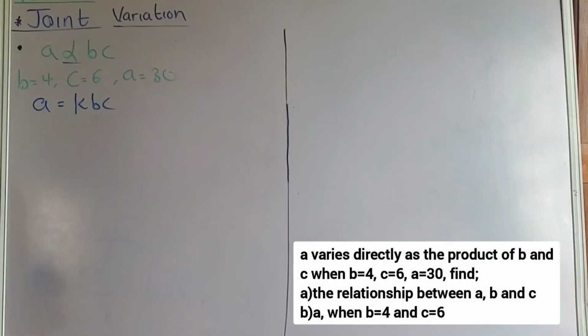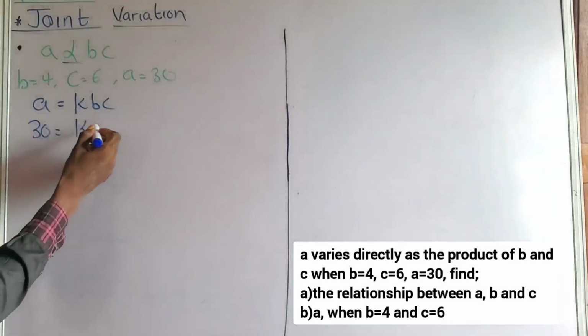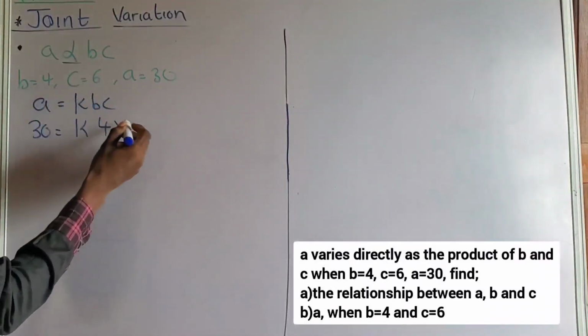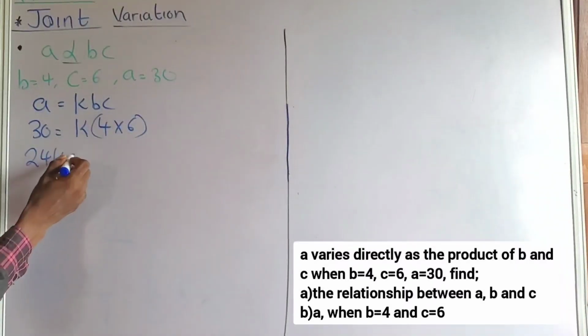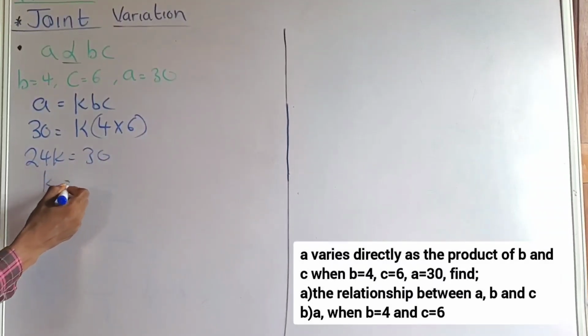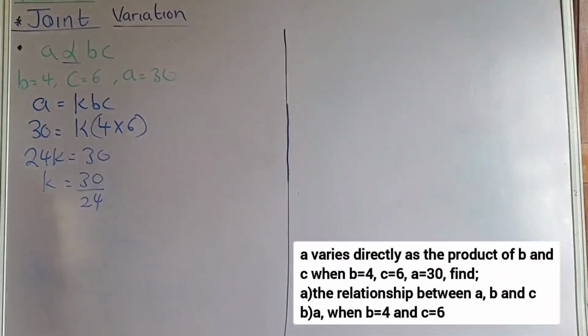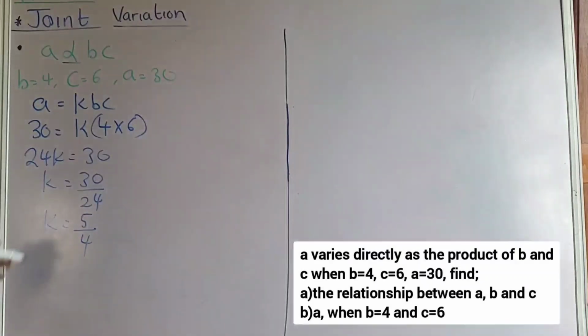So having done this, I have to find the value of the constant. So I'm going to have A is 30, 30 equals K. I don't know the value of K. B is 4, 4 multiplied by C. C is 6, so I'm going to have 4 multiplied by 6. So 24K equals 30. K equals 30 over 24. We can reduce this to lowest terms by dividing both numerator and denominator by 6. So I'm going to have K equals 5 over 4. So this is the value of K.